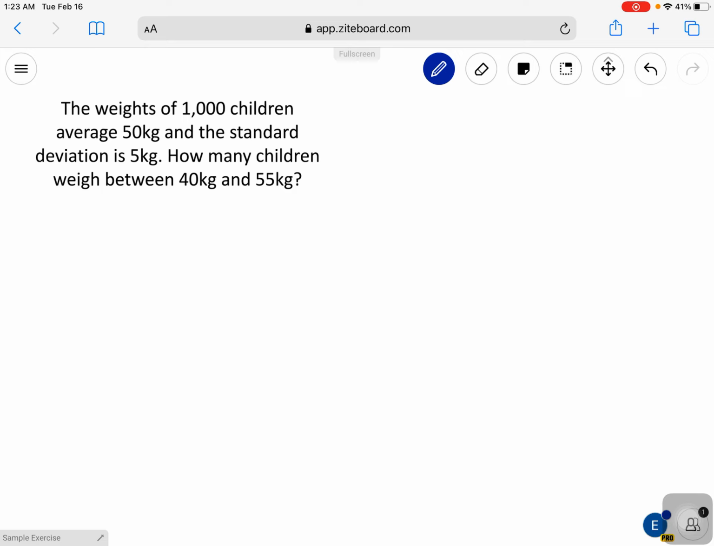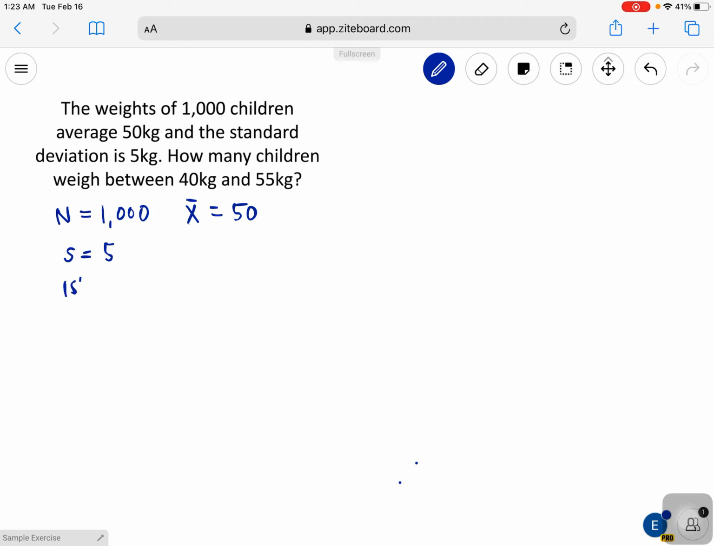So let's write first the given values here. We have the total number of children, which we denote as a capital letter N, so 1,000 children. Since we're taking a sample of 1,000, the average weight is denoted as our sample mean, x bar, which is equal to 50, while our sample standard deviation, denoted by a small letter s, is 5 kilograms.